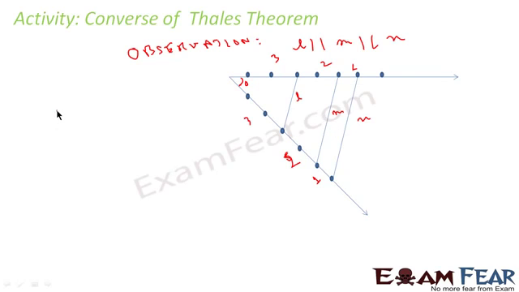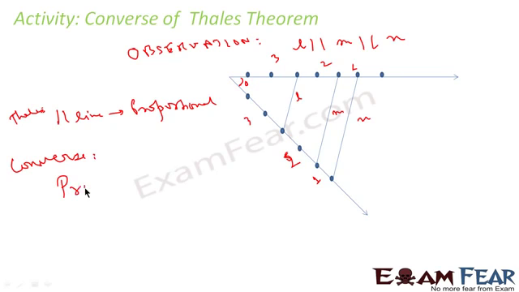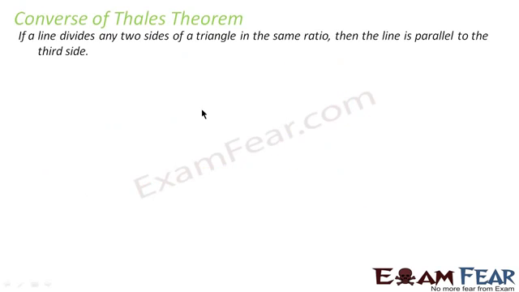Thales' theorem says that parallel lines mean proportional. This is Thales', and in the converse, what are we doing? In the converse, we are taking proportional points and then we are saying that this implies parallel lines. So here we got proportional points and then we have joined these and we have found the lines to be parallel. Let's prove this. To prove this, first let's understand Thales' theorem.